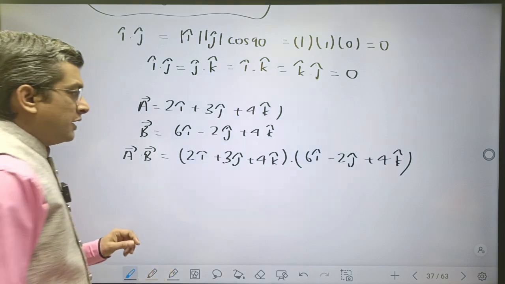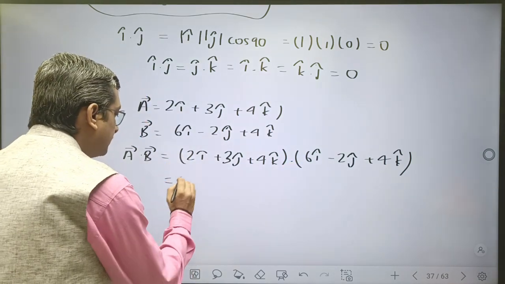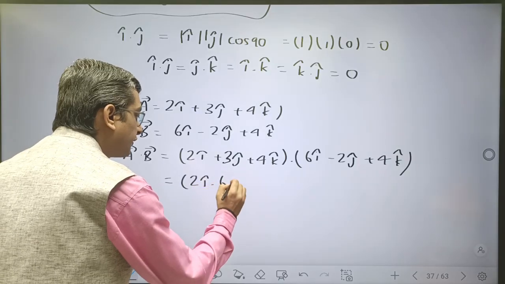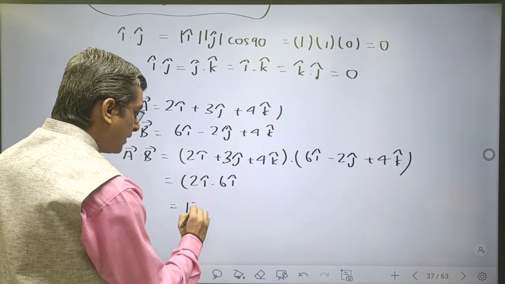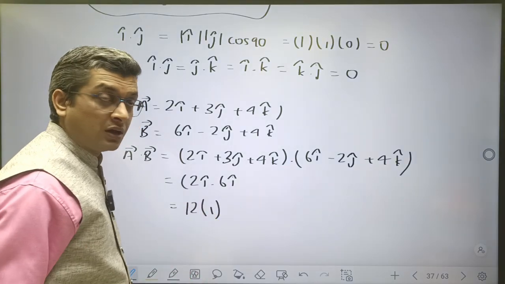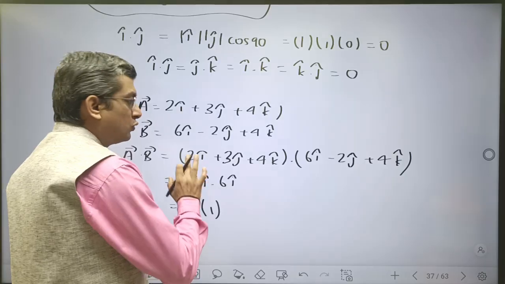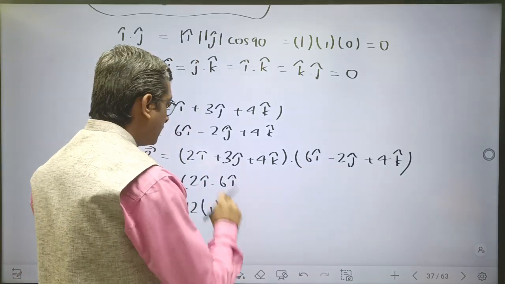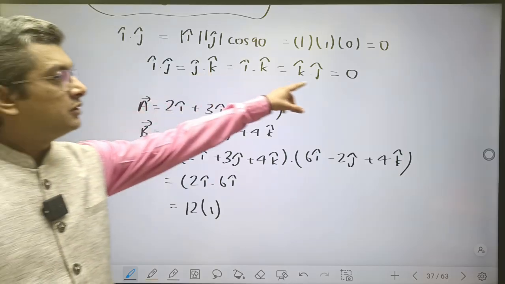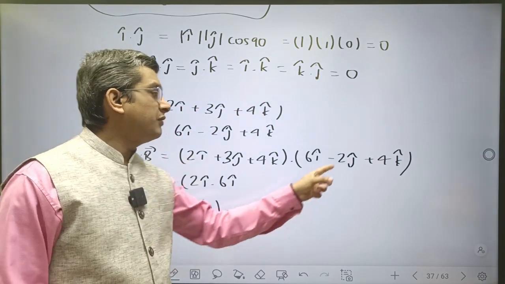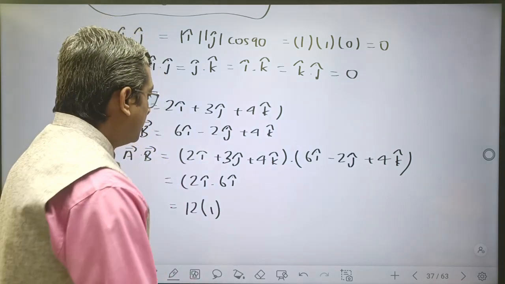Now what happens if I multiply 2i cap with 6i cap? So it will be 2i cap dot 6i cap. Here 2 into 6 will become 12 and i dot i becomes 1. But if I multiply 2i cap with the j component, 2 into minus 2 will become minus 4, no doubt, but i dot j will become 0, as we have found earlier. i dot j is 0 because i is having a dot product with j, which is a different unit vector, so it gives the result 0.